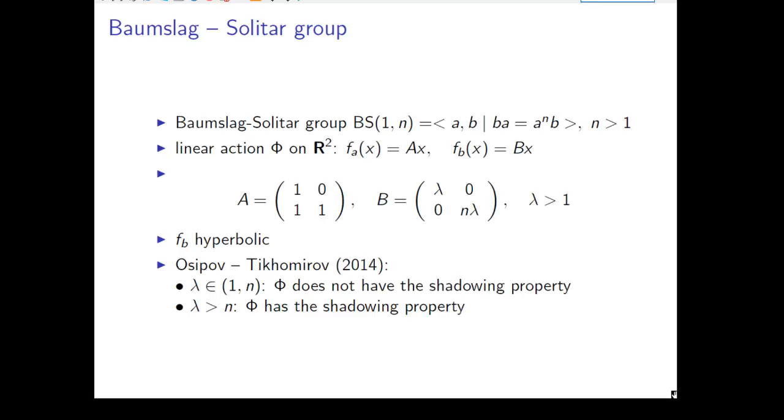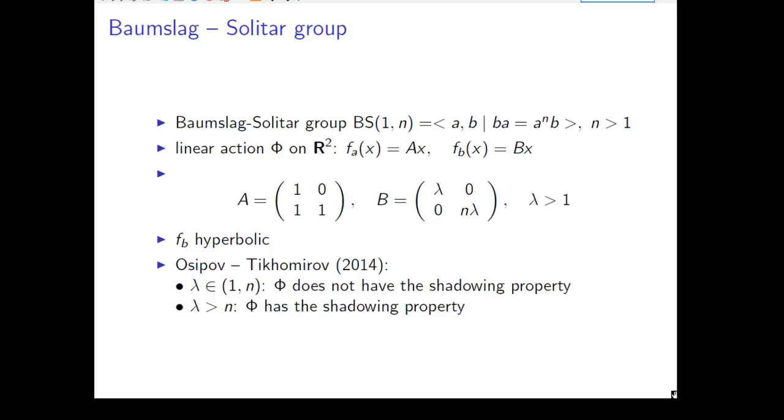But now the reductive shadowing theorem holds under a relation between this lambda and this n, which I call the exponent of the bound-slug solitary. So if lambda is between 1 and n, this acts hyperbolically, everything is very well, but nevertheless we don't have the shadowing property. And if lambda is large enough, then you have it.